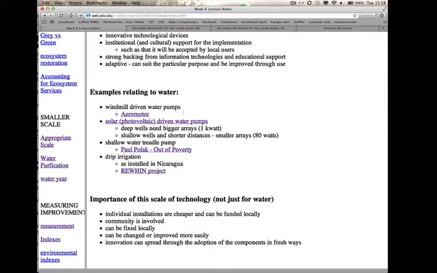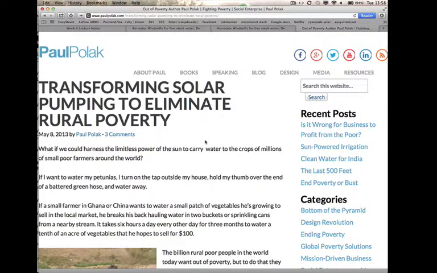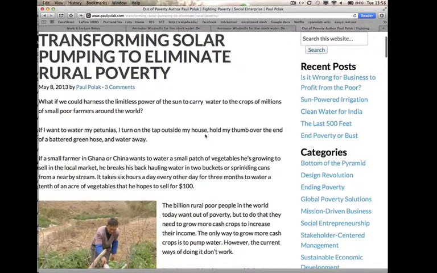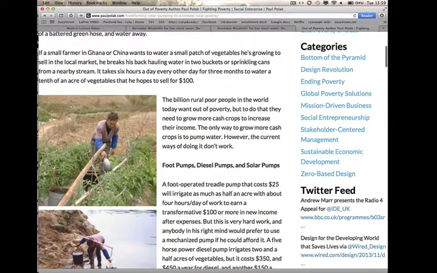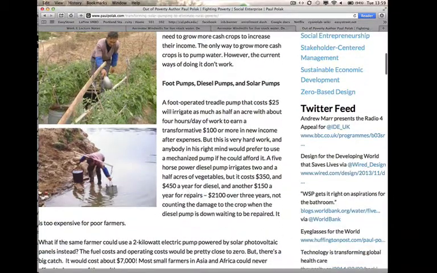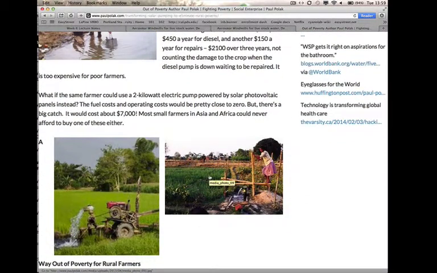Now another example of delivering water is from Paul Pollock's work, where he started out by saying the reason people are poor is they just don't make enough money, and one of the ways they could make more money was to be able to deliver water to their agricultural fields. In a lot of cases, they were stuck carrying buckets of water, and so he devised a couple of systems that were easy.